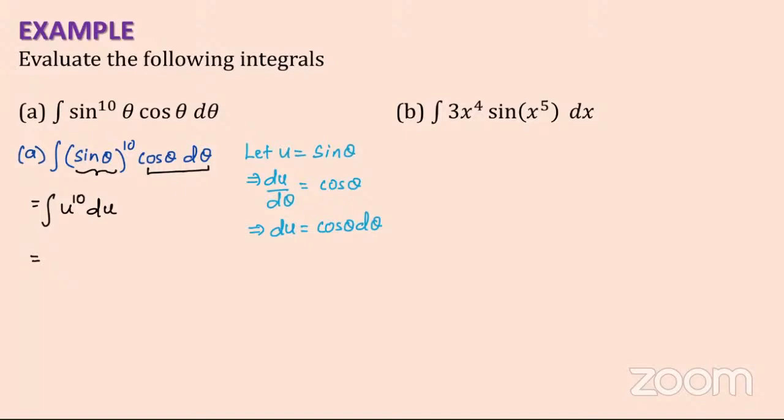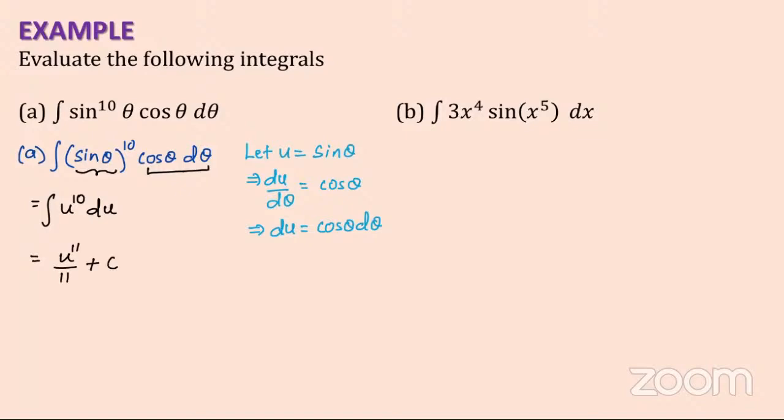So we have u to the 10. If we use the power rule, what do we do? We increase the power by 1, and then we divide by the new power. So that will be how much? U to the 11 divided by 11. Very good. U to the 11 over 11, then plus C.